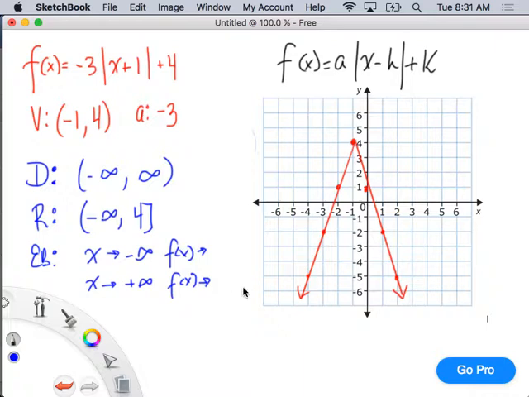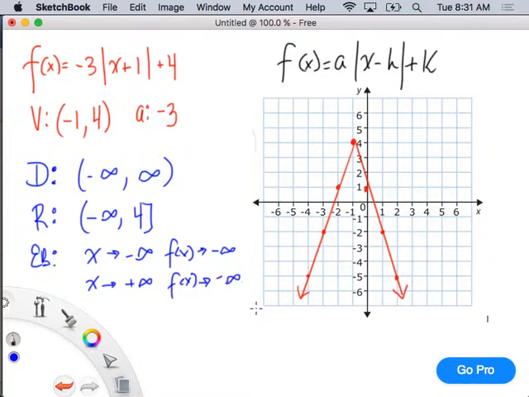So as x goes to negative infinity, I'm going to the left. My function is doing what? It's going down. It's decreasing without bounds. So f of x is going to what? Negative infinity. And as I go to the right towards positive infinity, my function is going down. It's decreasing without bound. So the function is going to where?